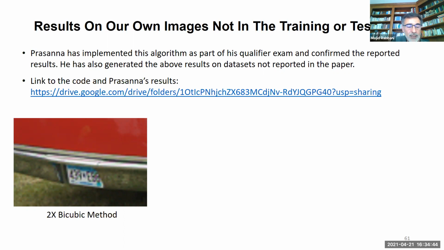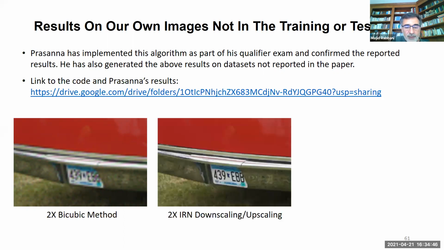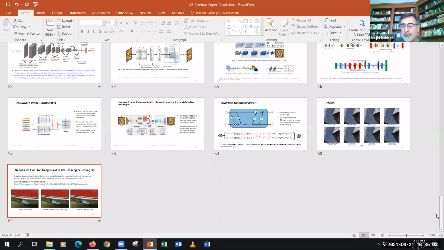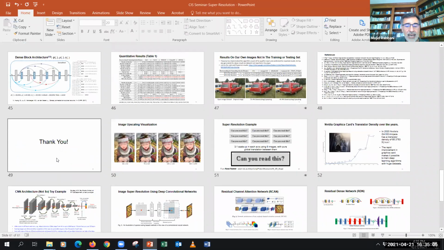So the 2x bicubic method will give you this, whereas the 2x invertible network, upscaling, downscaling, matched network will give you this. And this is the original. So it's really hard to see the difference. They're not mathematically identical, but it's hard to see the difference between that and the original.